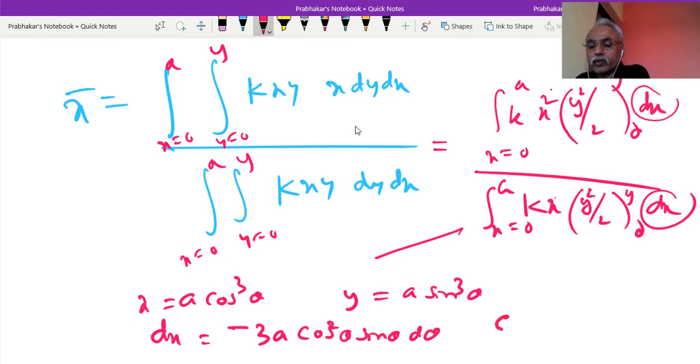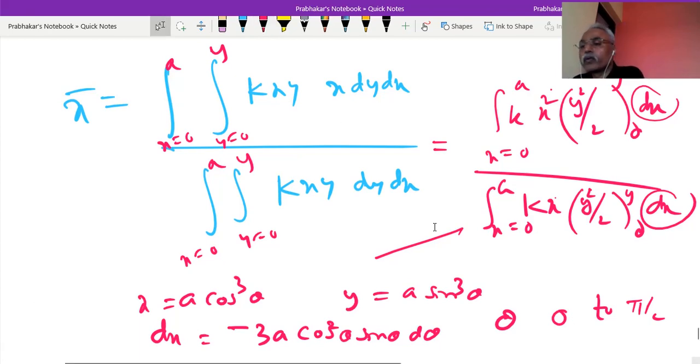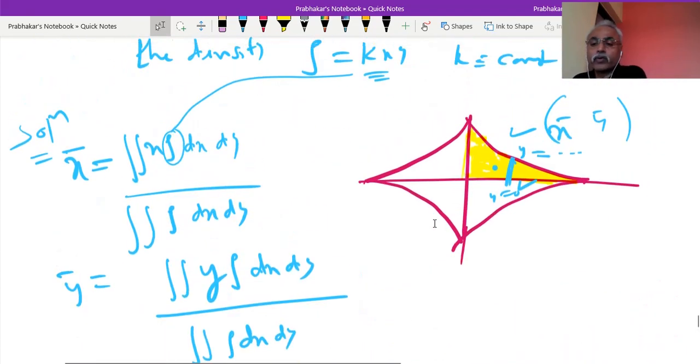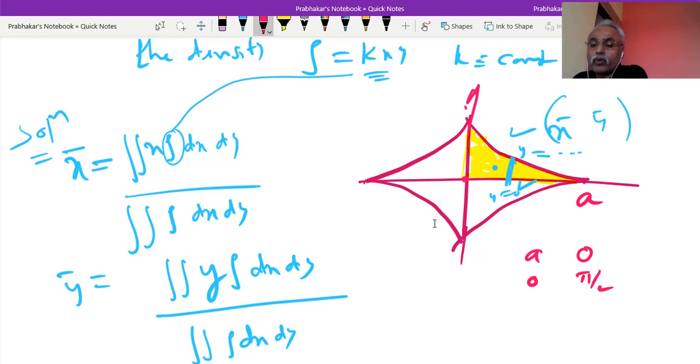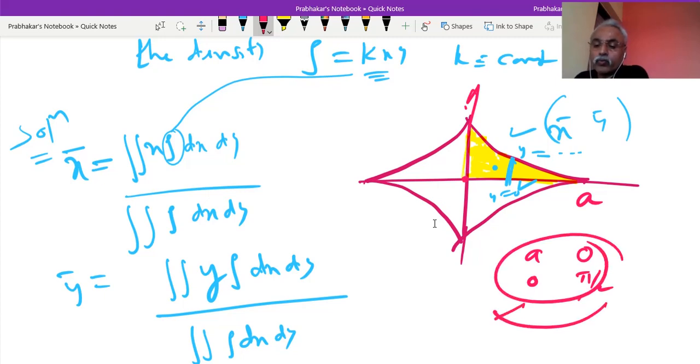Naturally, theta is varying from 0 to pi by 2, so that everything is in terms of theta when you convert. But it is 0 to pi by 2 if from x equal to a to 0. That you should not forget. When x is a, it is 0. When x is 0, it is pi by 2. So for a to 0, it is 0 to pi by 2, or actual limit is pi by 2 to 0. As x moves from here to here like this, this line moves from like this, theta equal to pi by 2 to theta equal to 0.